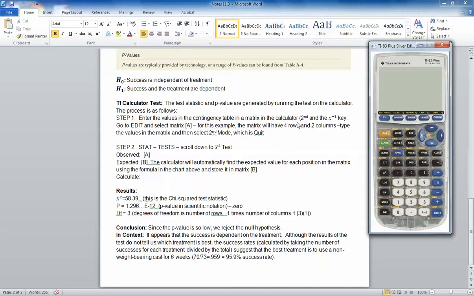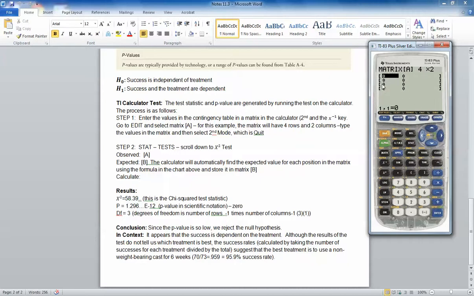Our first step is to enter the values in the contingency table in a matrix in the calculator. Here's how we find the matrix. We hit second, and then the x to the -1 key has matrix written above it. Then we arrow over to edit, and we're going to select matrix A for this example. So we hit enter. For our example, we have 4 rows and 2 columns, so we type in a 4, enter, a 4 by 2.